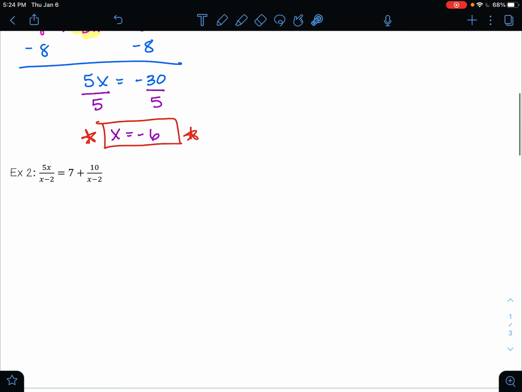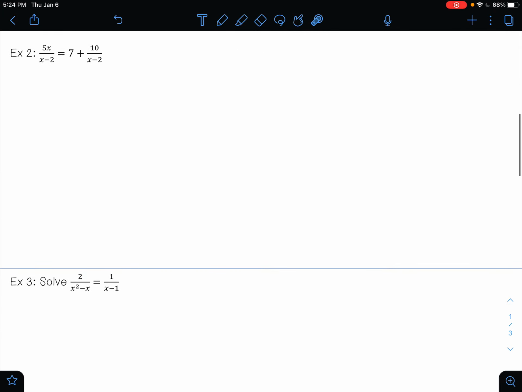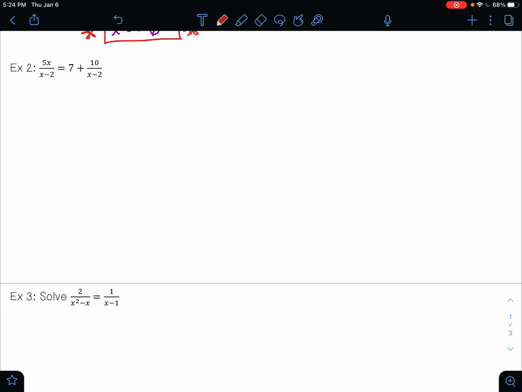Let's look at example 2. First thing we want to do is factor if we can. When I look at my denominators, there's nothing to factor. x minus 2 is linear. So my LCD is the only denominator that I have, which is x minus 2.